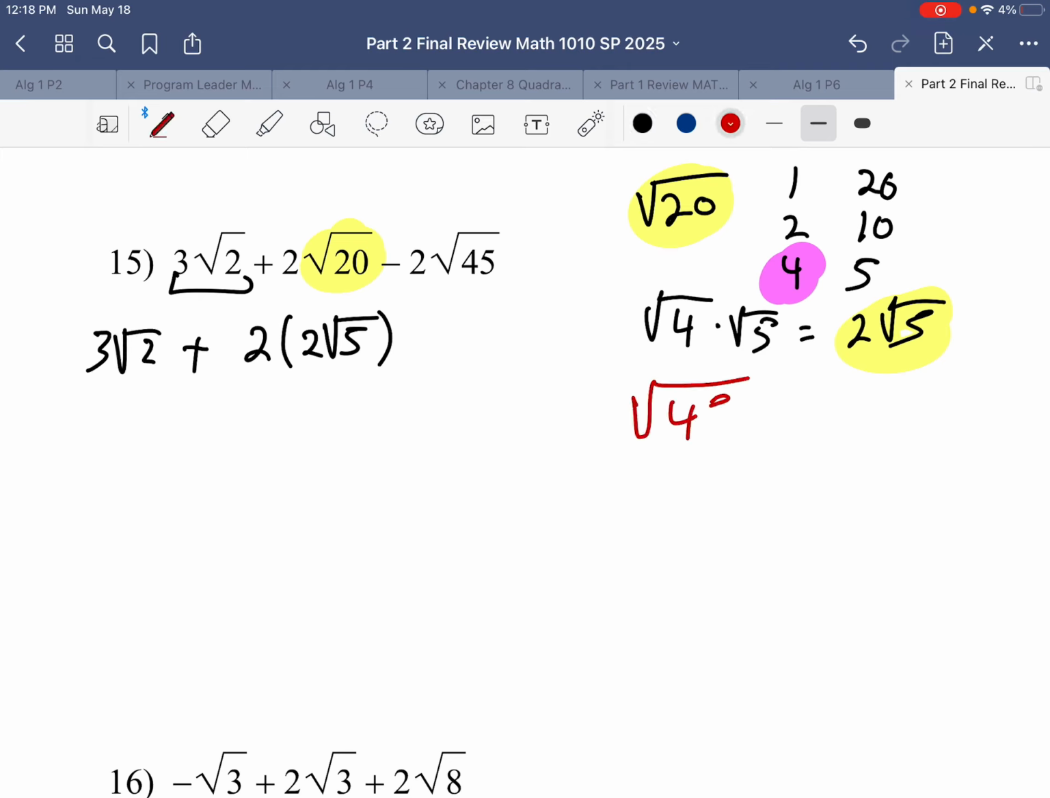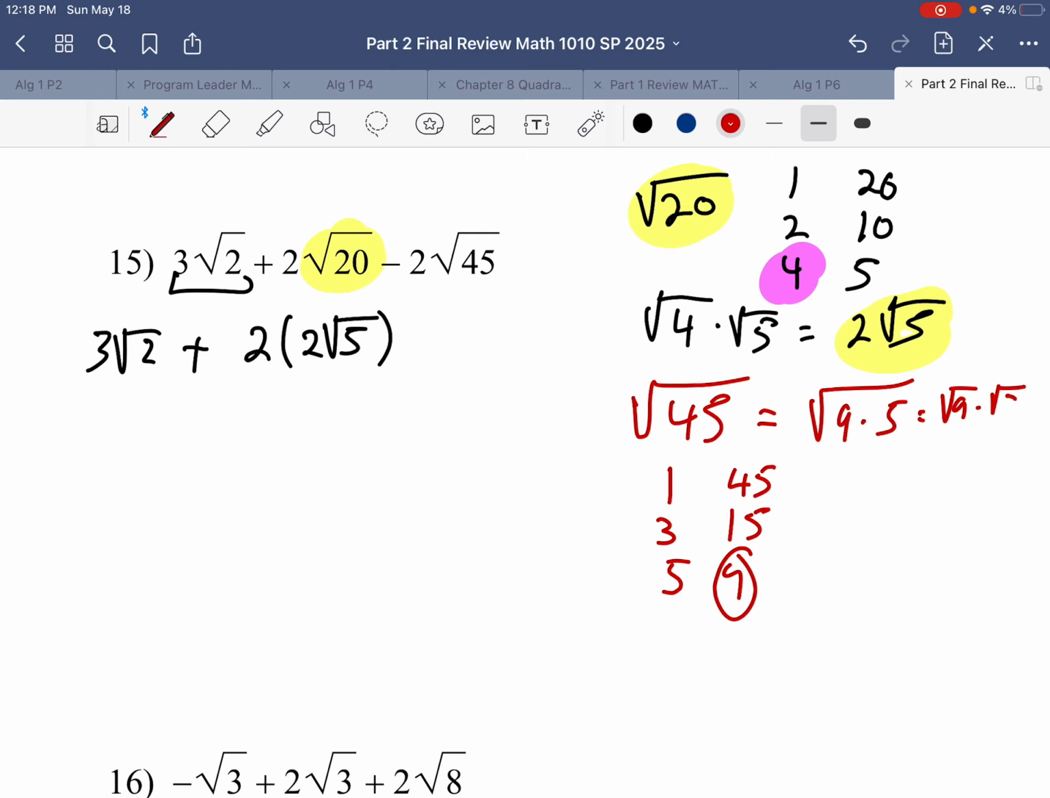The square root of 45 is equal to, I was looking at the factors that multiply to 45: 1 and 45, 3 and 15, 5 and 9. So I would use 5 and 9. Square root of 9 times the square root of 5. This is 3 square root 5. And so I'm subtracting 2 times 3 square root 5.